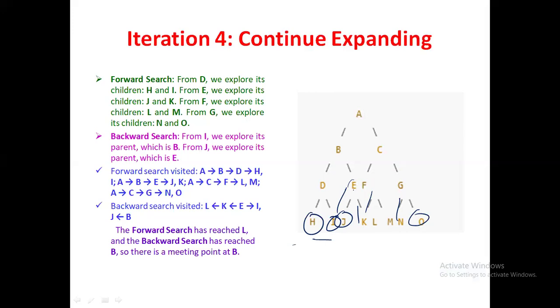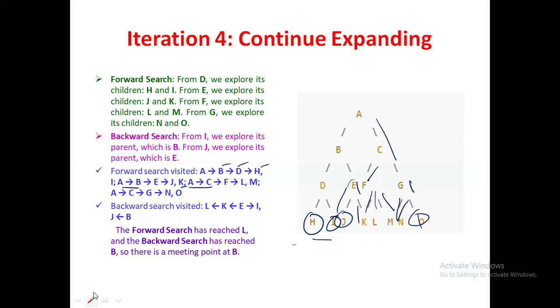At this stage, the forward search is A to B, D to H, I, and A to B to E, I, J, K, and A to C to F, L, M. Then A to C to G to N, O.